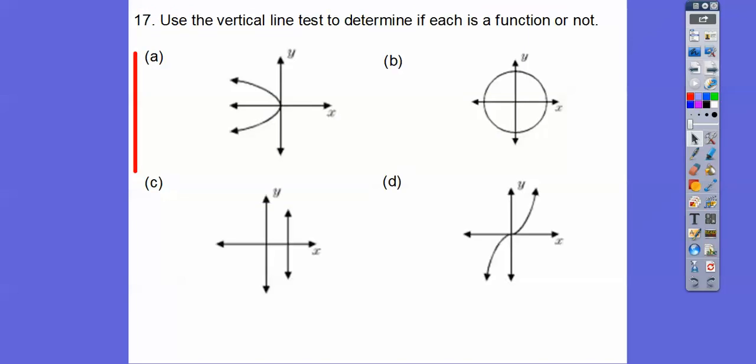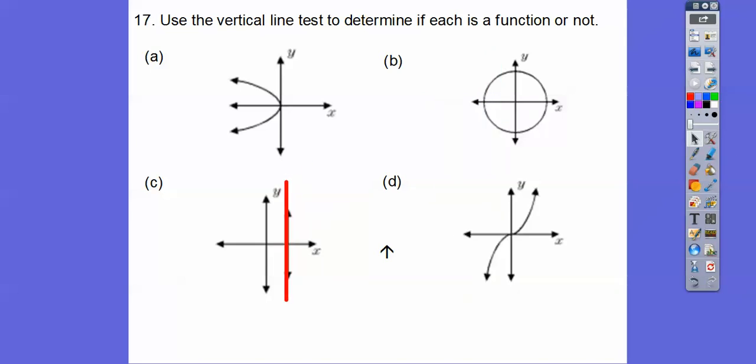Okay, so this says use the vertical line test to determine if each is a function. Okay, so the vertical line test says this is not a function because right here, you guys, it's intersecting the graph in more than one spot. It's intersecting it right there and right there, so it's not a function. Anywhere I drag that vertical line through tells me is it a function or not. So right there, no, it's intersecting more than one, so not a function. How about here? No, because it intersects in two spots. How about here?